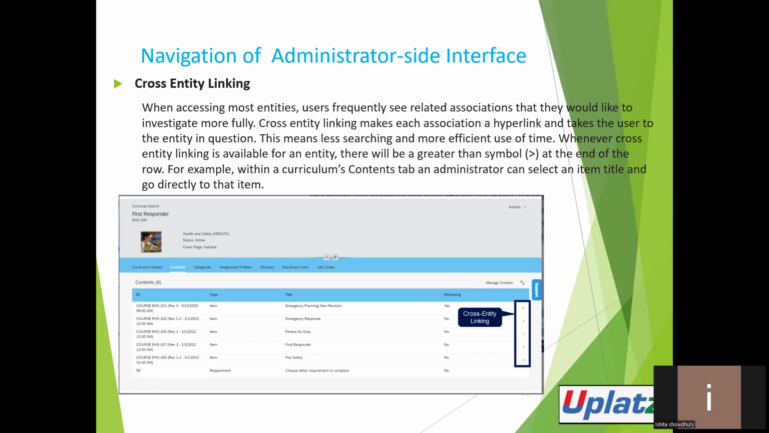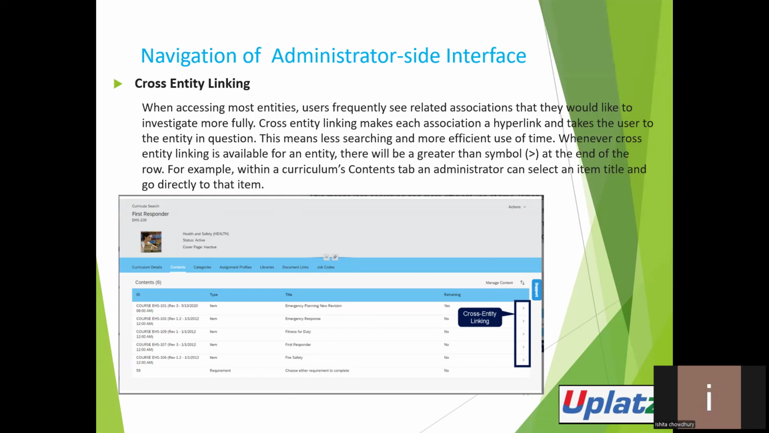Depending on the item type, or the type of course, all of the contents that have been mapped to the curricula are what we call bundling of a group of items. If we click on this cross entity linkage, what does it mean? This will open up the item details. For example, with the curriculum's content tab, an administrator can select an item title and go directly to that item. So this is cross entity linking.